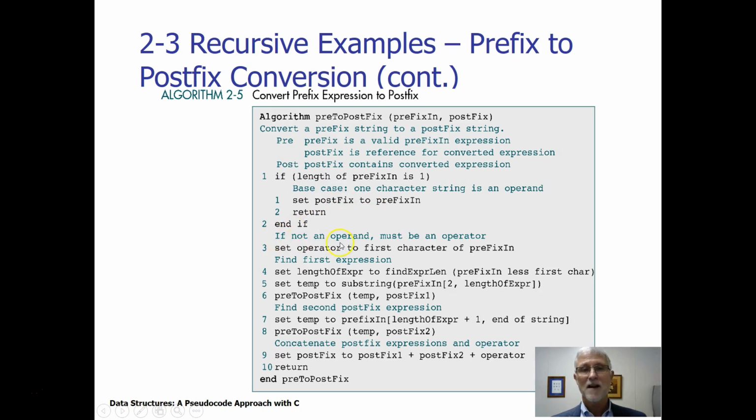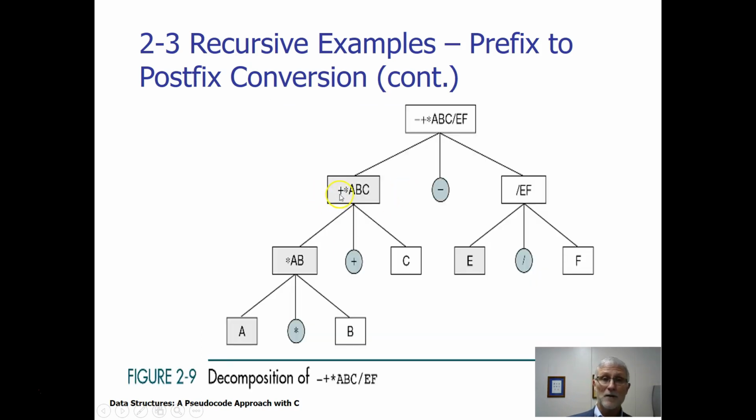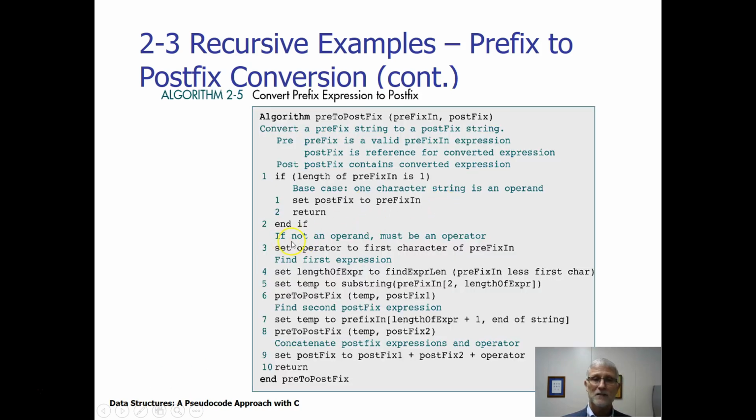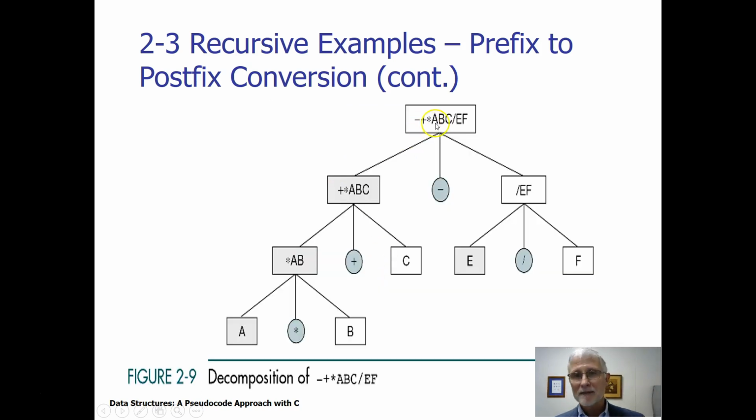So now if it's not an operand, it must be an operator. So what happens if I set the operator to the first character of the prefix? Because, as we said, the operator is my first character, right? So set the operator to the first character of the prefix, and then find the first expression. Now I have to look at how I know the length of that expression that I'm trying to operate on.